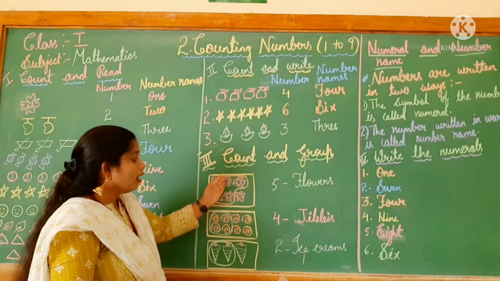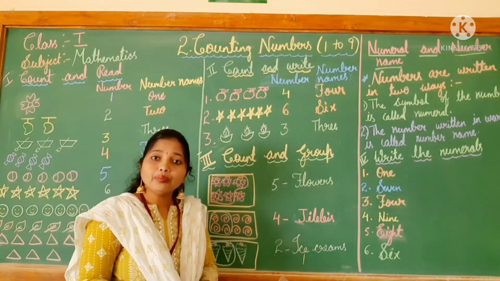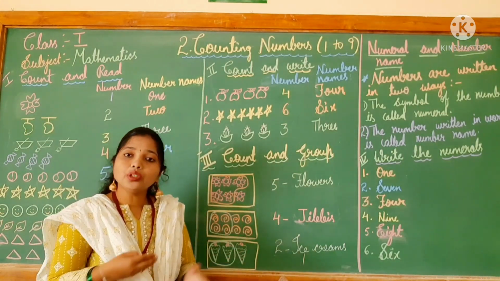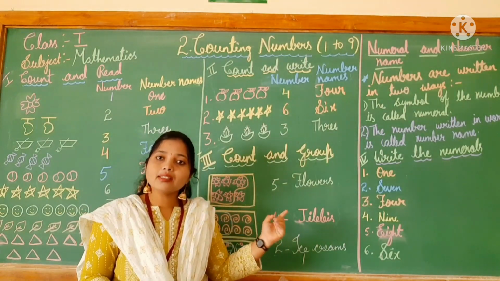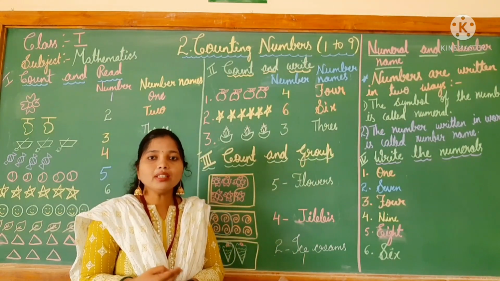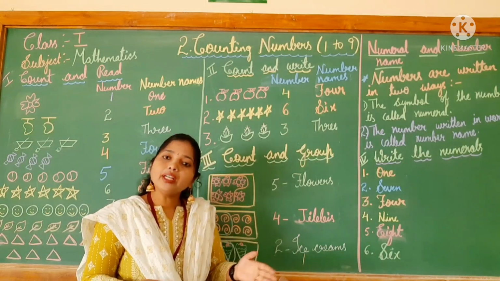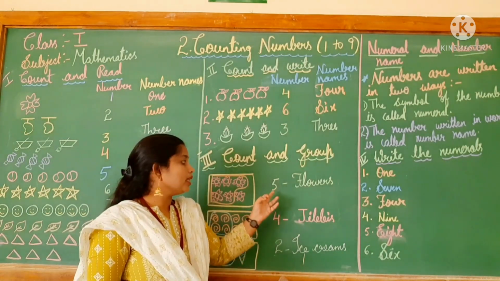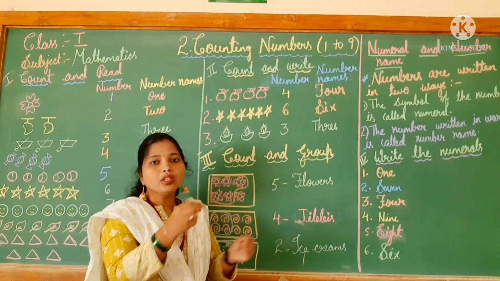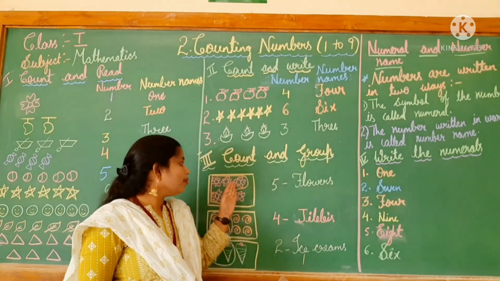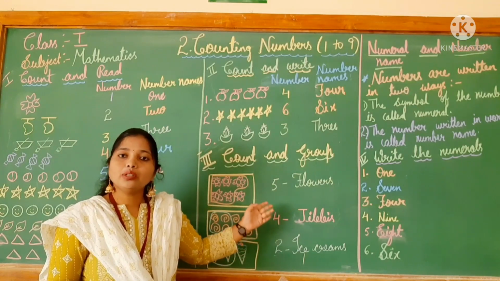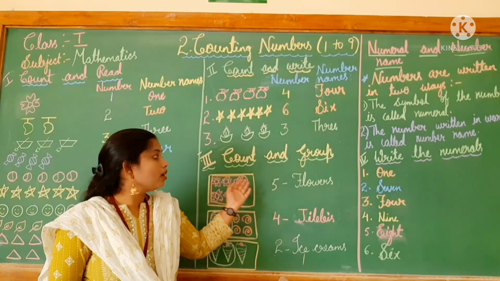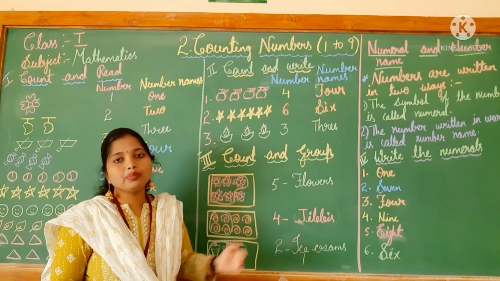Okay, children, have you got the picture of how to group the objects? You should count and group. You should count the objects and start grouping them. For any number, you can group, children. Count and group the objects.